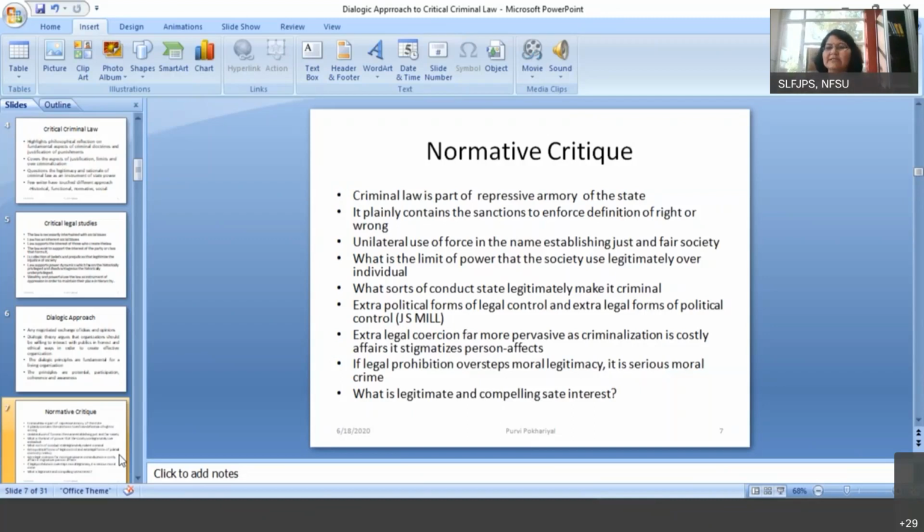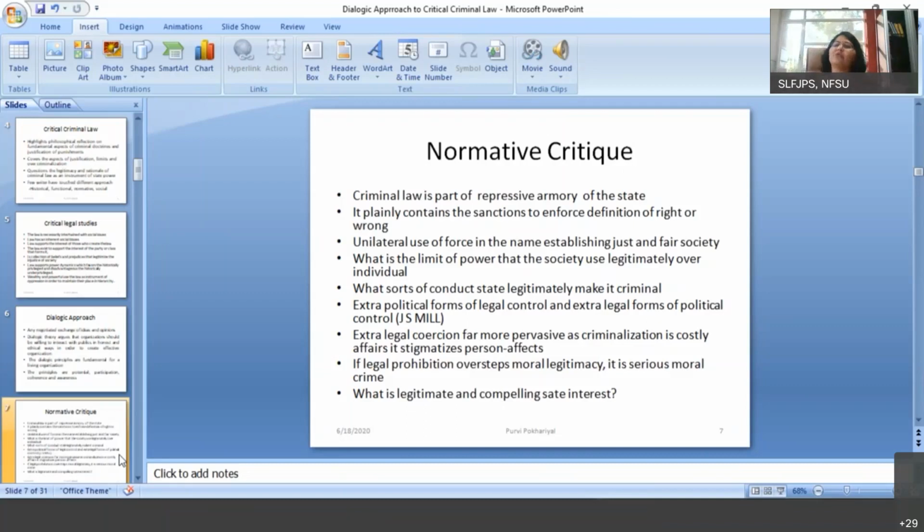And now who decides what is the right thing to do and who decides what is the wrong thing to do? What is the process through which, whether there was a dialogic process which is being followed or not, that is also something we need to look at. And these are unilateral uses of force by the state power in the name of establishing a just and fair society.